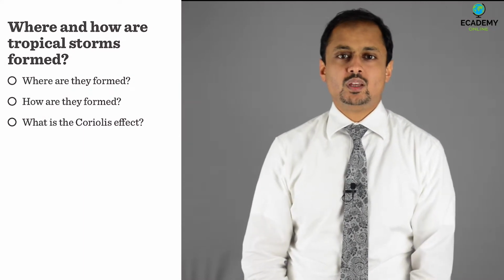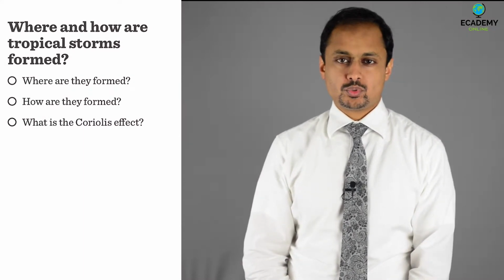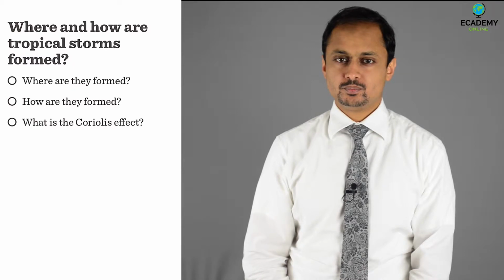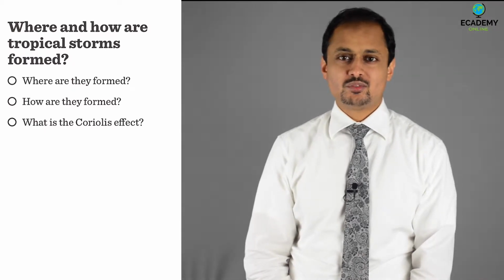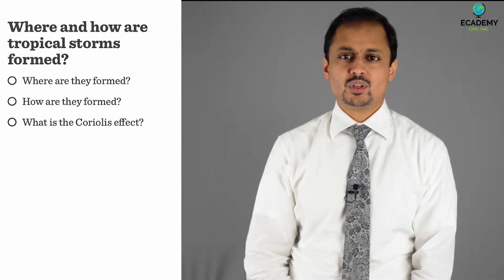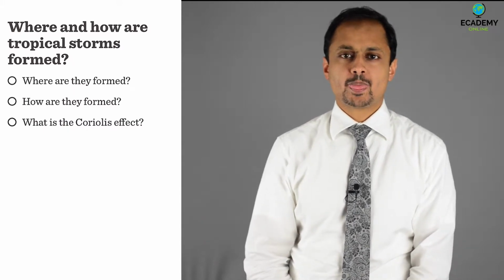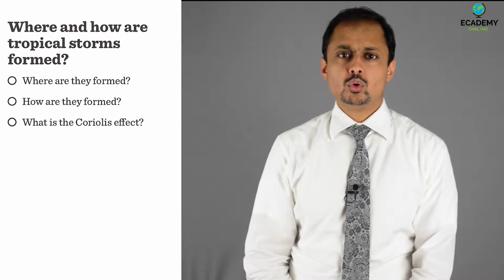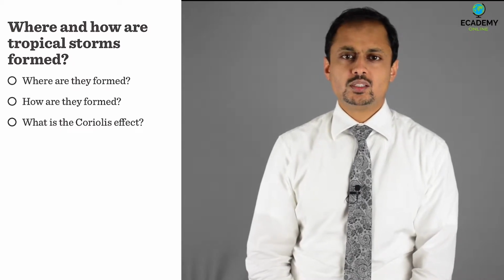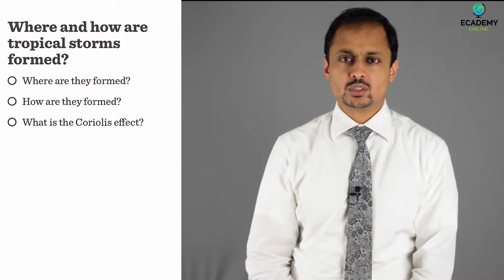Lesson 2. Where and how are tropical storms formed? Tropical storms are localized, very intense low-pressure wind systems forming over tropical oceans, with winds of hurricane force. The strongest tropical storms are called hurricanes, typhoons, or tropical cyclones. The different names all mean the same thing, but are used in different parts of the world.